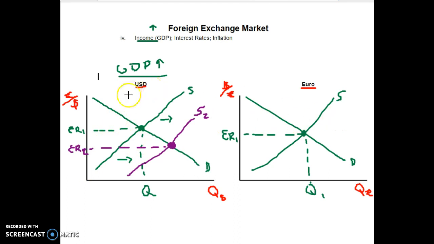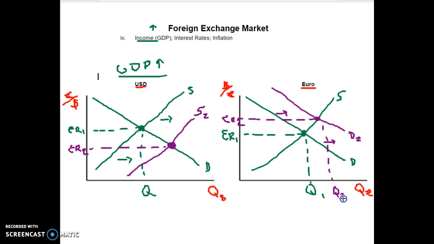That's what happens in the US. Well, what happens in the euro when the United States income goes up relative to theirs? Well, what happens is we demand more of their currency. We're trying to buy their European socks and European chocolate and everything like that. So demand is going to go to the right. When demand goes to the right, their exchange rate is going to rise, or in other words, their currency is going to appreciate, increase in value as a result.